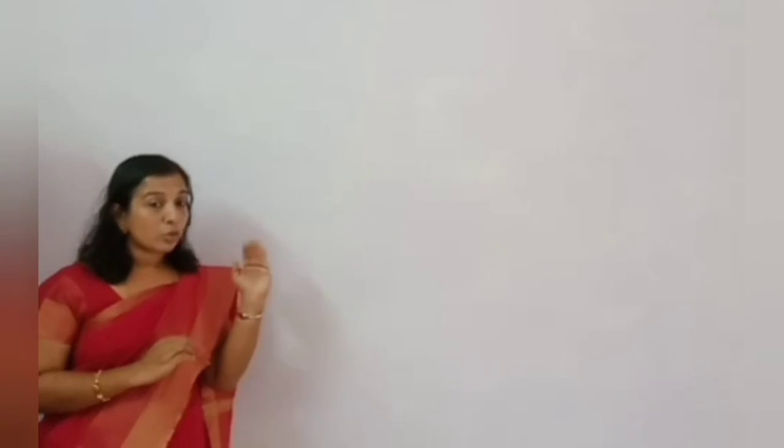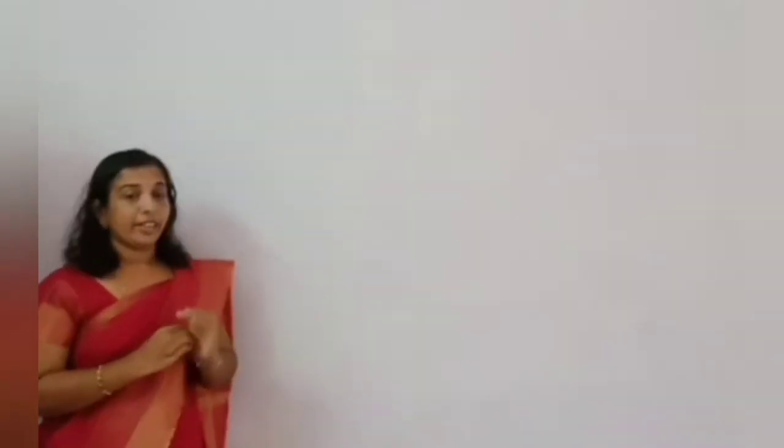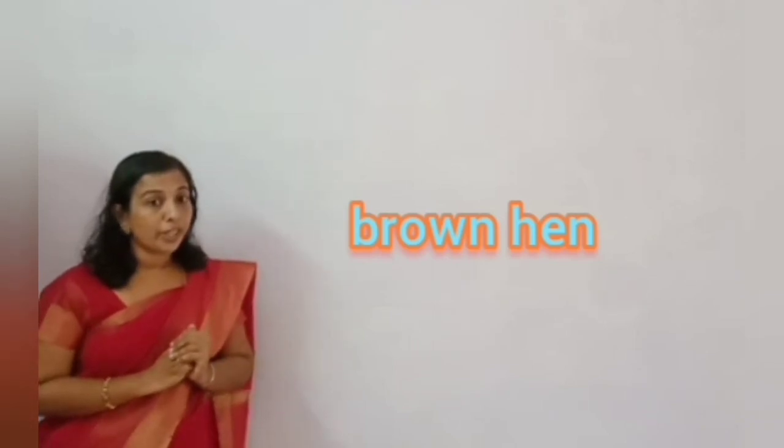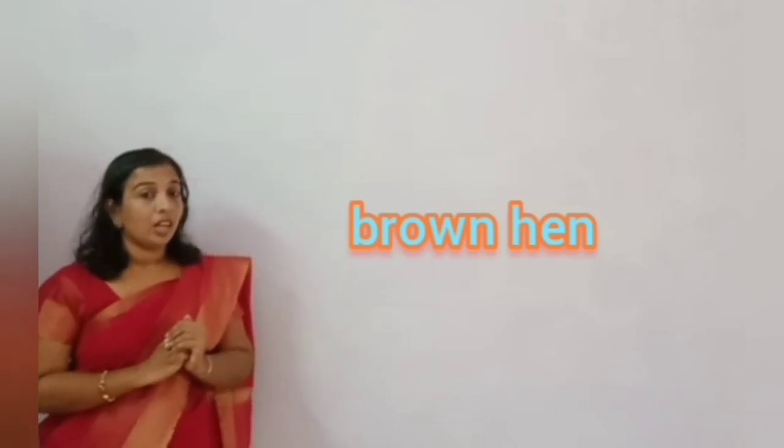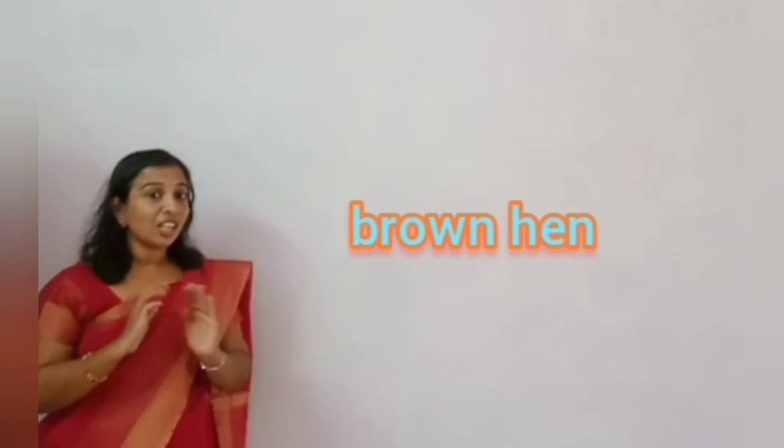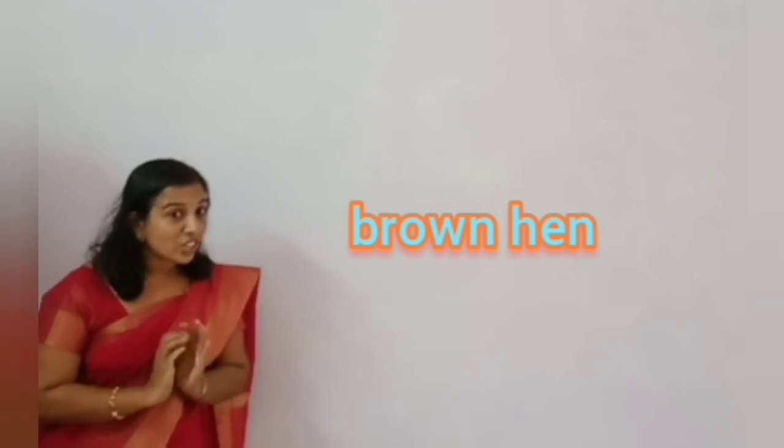Next example, you have to write in the next line: brown hen. Brown, B-R-O-W-N. Hen, H-E-N. Brown is the color of the hen. Hen is a naming word. So brown is an adjective, or a describing word.